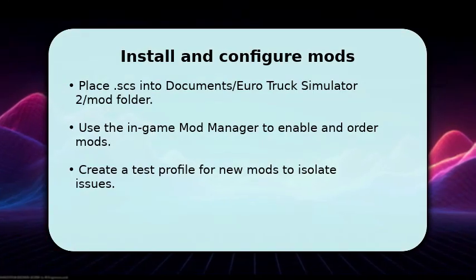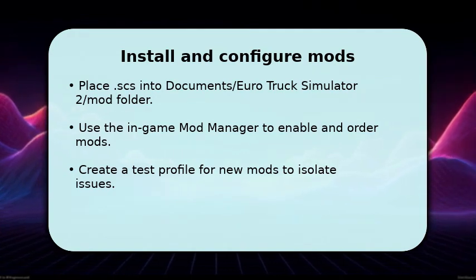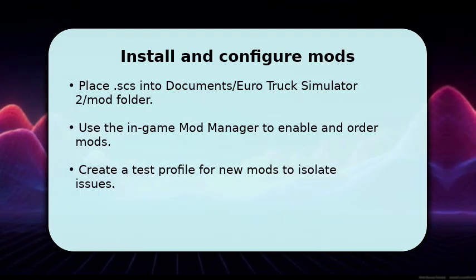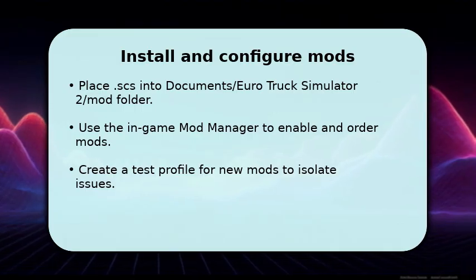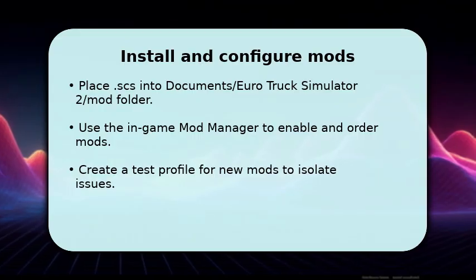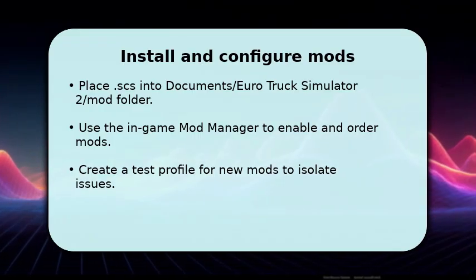You copy the SCS file into document/Euro Truck Simulator 2/mod, then start the game and open the mod manager. Enable the new mod and arrange load order. Higher items override lower ones, so position compatibility patches appropriately. If a mod requires dependencies or assets, install those first.